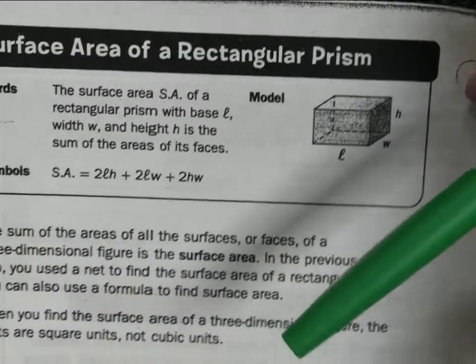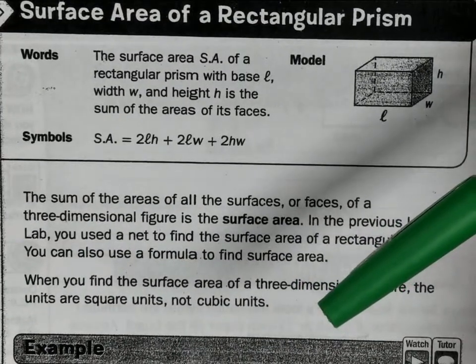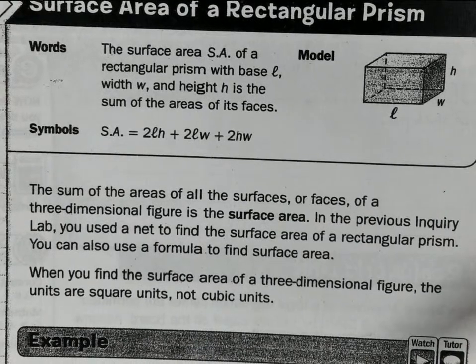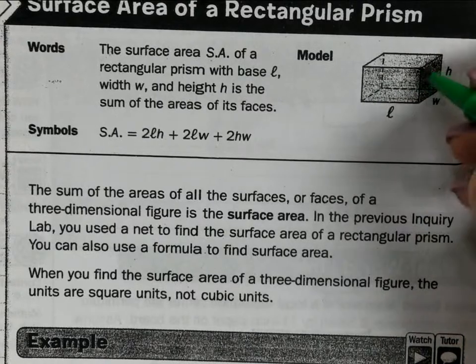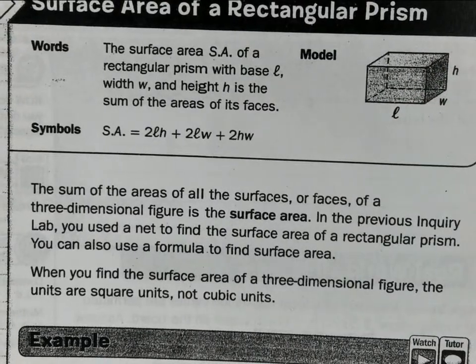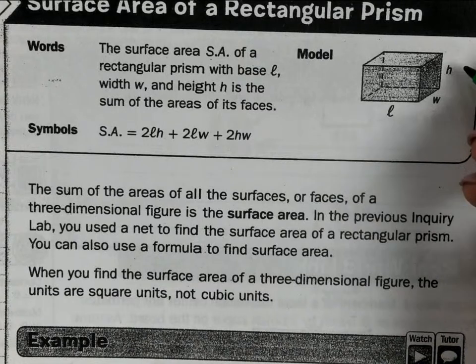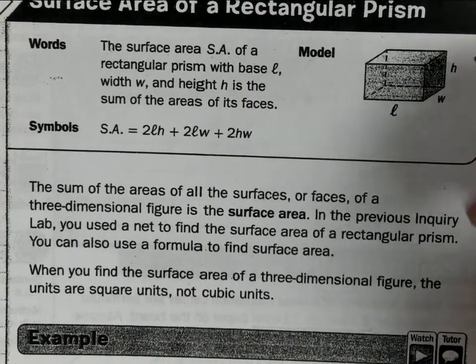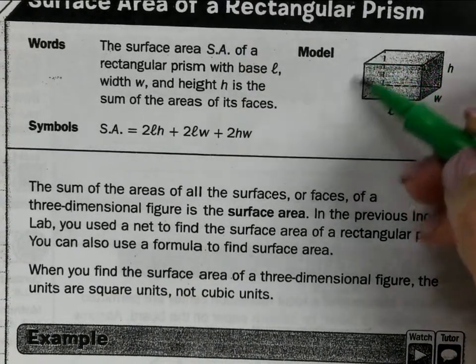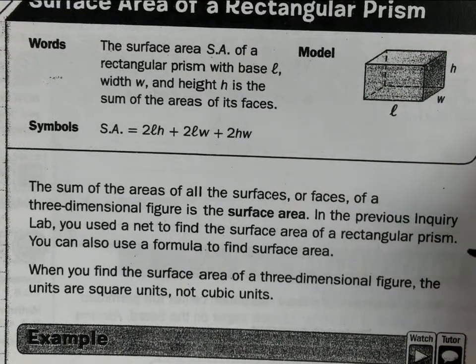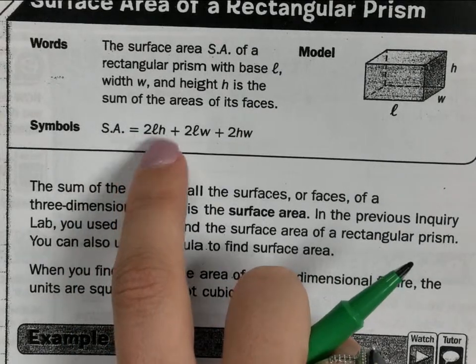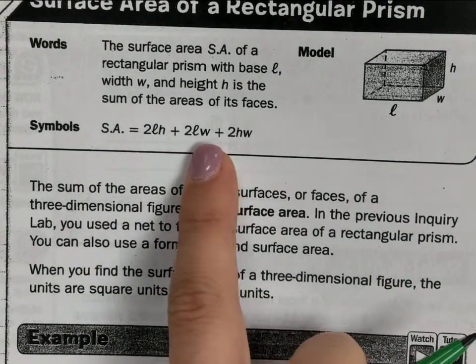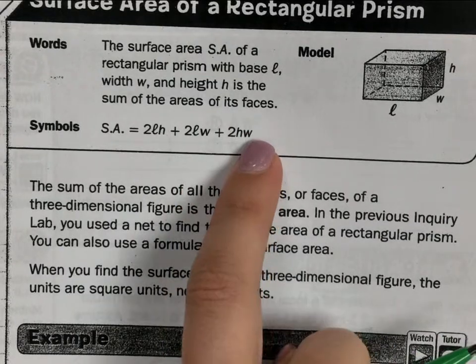All right, so first we're going to learn surface area of rectangular prism. So remember, I know that it's a prism because I've got 2 faces that are parallel to each other. And it's a rectangular prism because those 2 parallel faces are rectangles. Okay. So I've got my length, my width, and my height of that prism. In order to find the surface area, so the measure of all of those faces together, I'm going to use this formula. So surface area equals 2 times length times height plus 2 times length times width plus 2 times height times width.